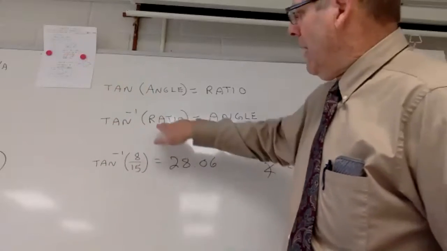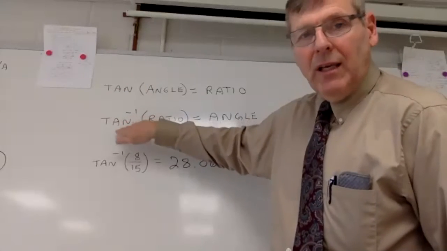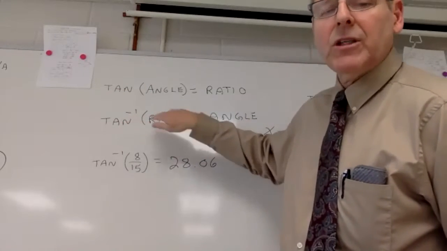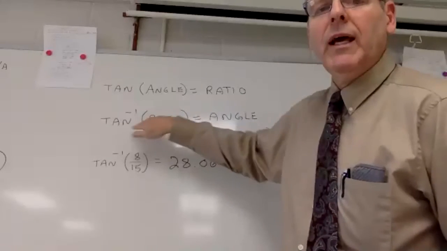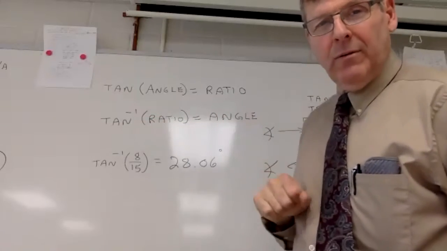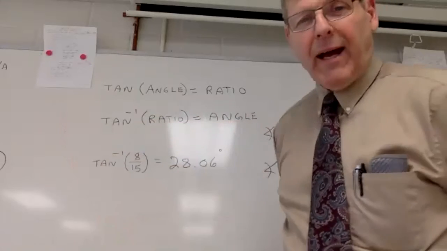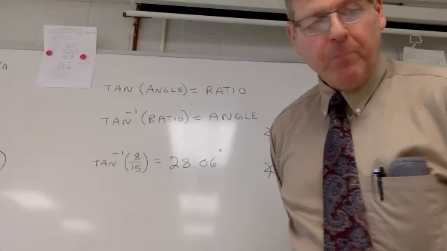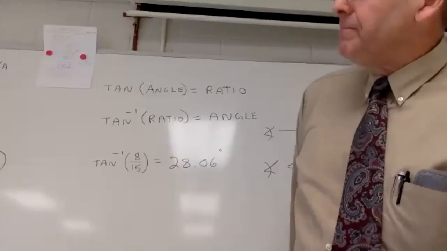When you hit that tangent inverse button, what you have to put next to the tangent inverse is the ratio. And when you hit enter, the answer it gives you is going to be the angle. It's going through that factory backward. Does that make sense? Yes. Okay, all right, good.